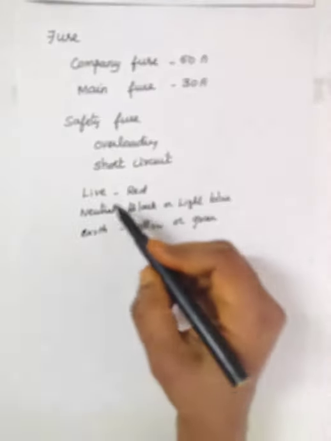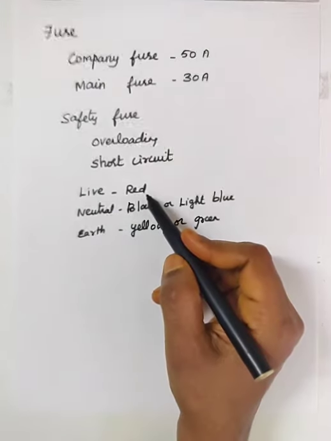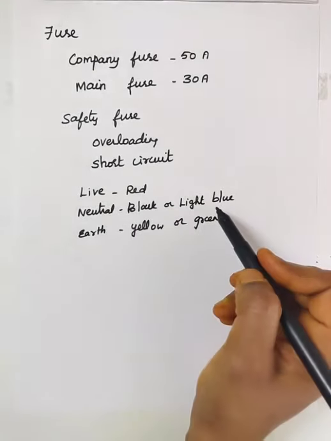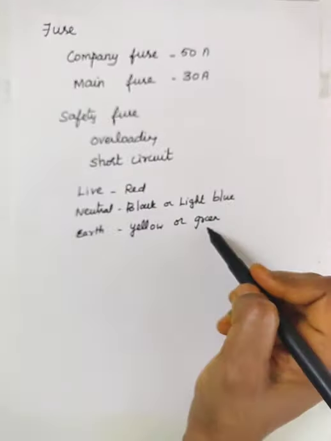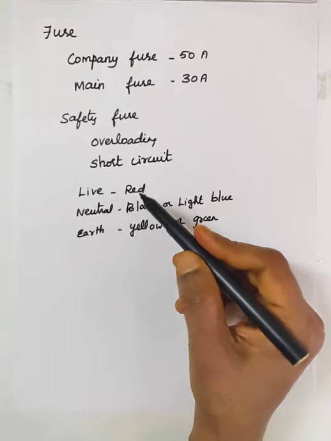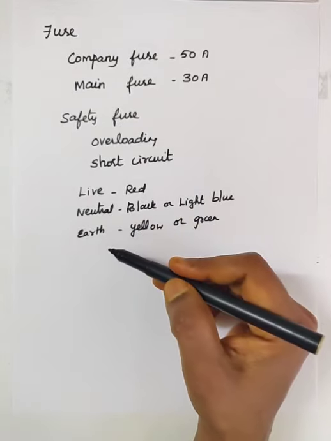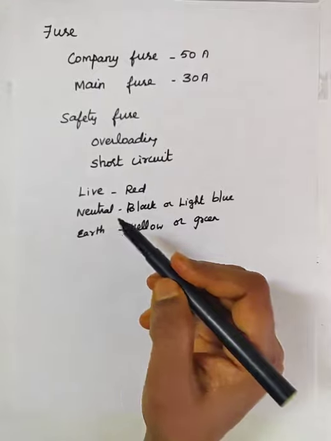The ring system we have made use of for live wire, we have represented with the red color, neutral wire with blue and earth wire with green. Okay, these are the color code of insulation used for the different wires.